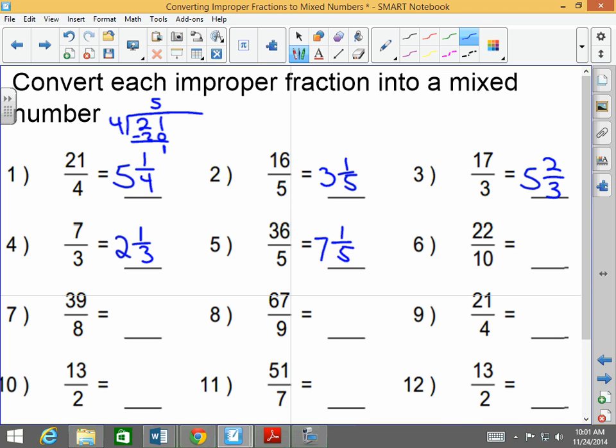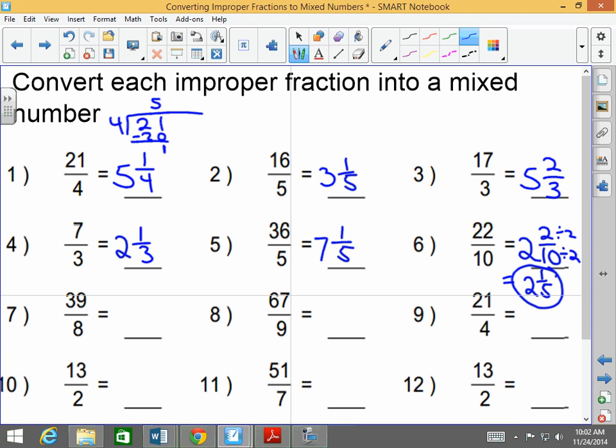How many times can 10 go into 22? 2 times. Now this is a good one, because this is 2 and what's left over? But can I reduce that? What can I reduce that to? 2 and 1/5, because I can divide a 2 into both numerator and denominator. That's the beauty of working with fractions. When you go step by step, you can do it all, my brothers.